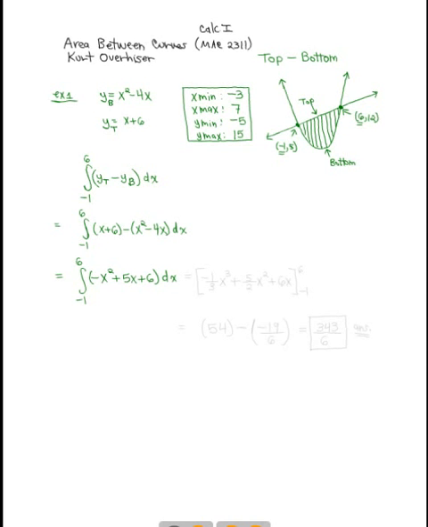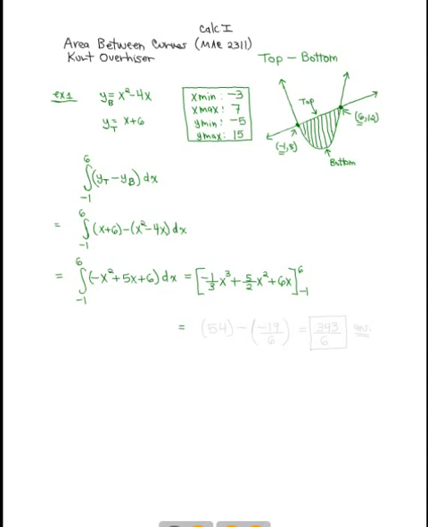Okay, so now we'll use the fundamental theorem of calculus in order to compute this integral. We're going to find the antiderivative of the integrand and then evaluate it at the limits of integration and subtract. So the antiderivative of negative x squared would be negative 1/3 x cubed. The antiderivative of 5x would be 5/2 x squared. And the antiderivative of 6 would be 6x. And then we put our limits of integration right here, negative 1 to 6.